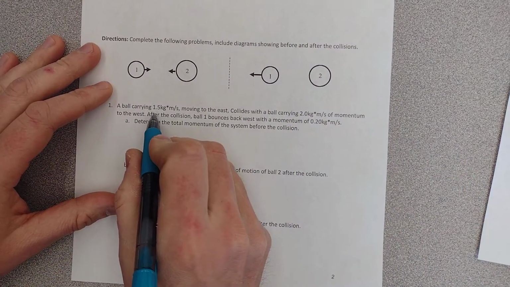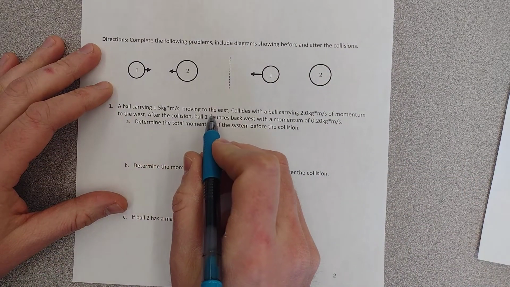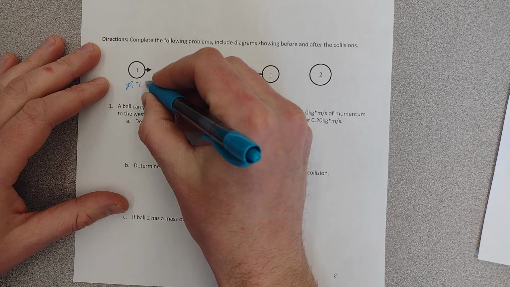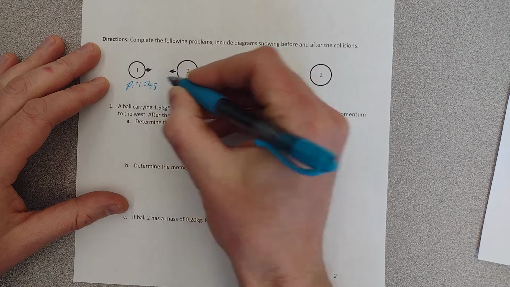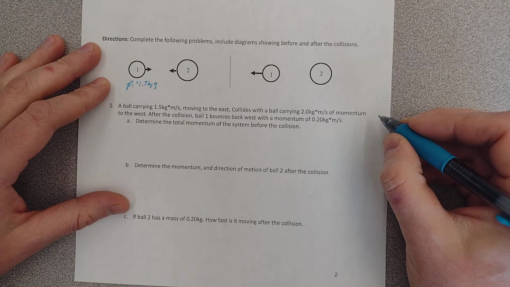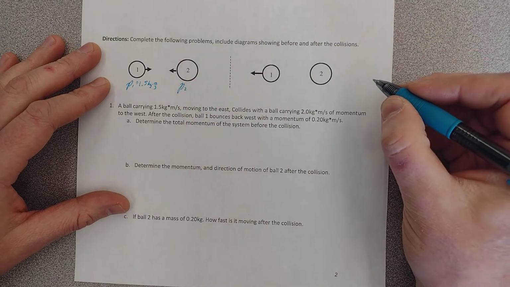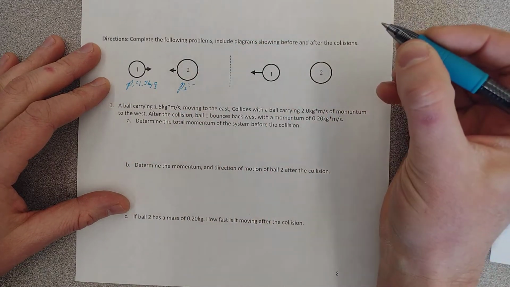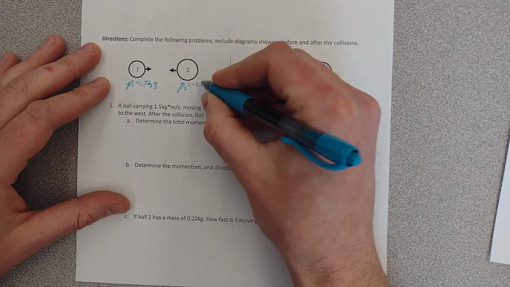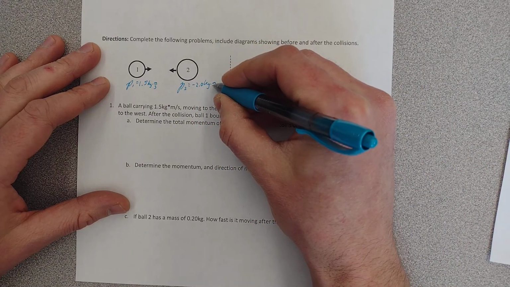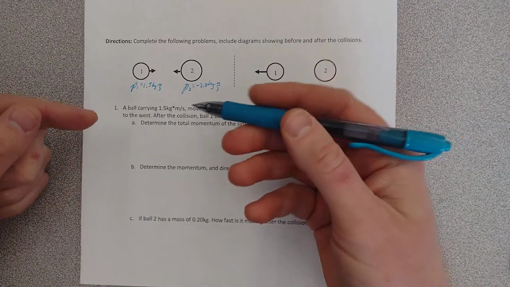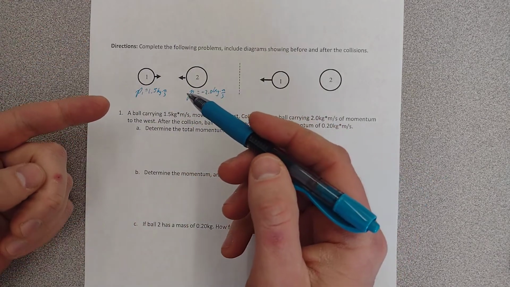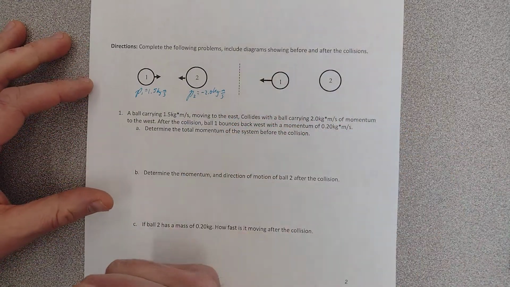A ball carrying 1.5 kilograms times meters per second of momentum is moving to the east. So that's this one. Its momentum is 1.5 kilograms times meters per second, mass times velocity. It collides with a ball carrying 2 kilograms times meters per second, P2, of momentum to the west, so traveling to the left here. Sometimes we use left, right, east, west, it doesn't matter. I'm putting a negative sign in front of it because that's going to be important when we try to show the conservation of momentum. This is a system, these two objects.